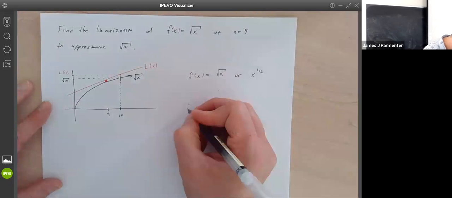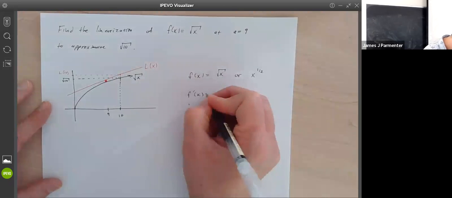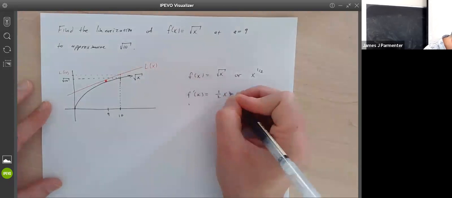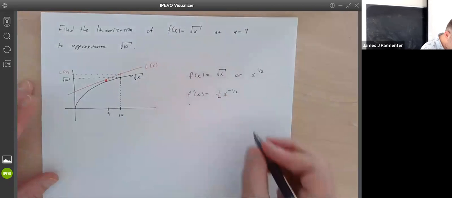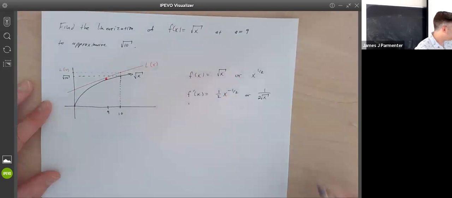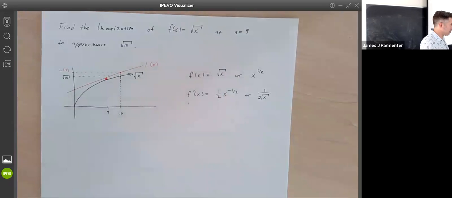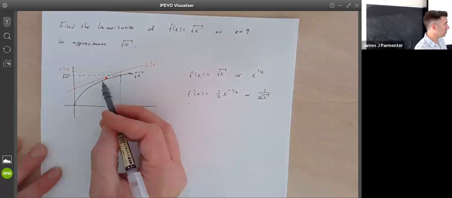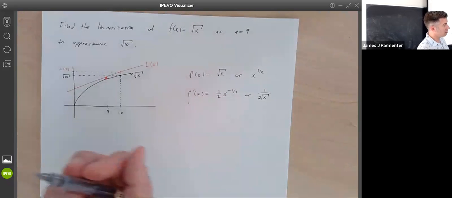Our derivative is 1/2 times x to the minus 1/2. Or if you like, 1/2 root x. And then we actually have to plug in the value we're interested in, right? I don't just want to know the function and the derivative anywhere. I want to know what the function and the derivative are at this point, because I want to know the y value and I want to know the slope.